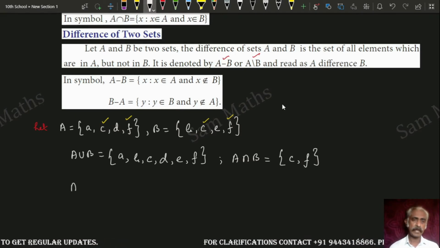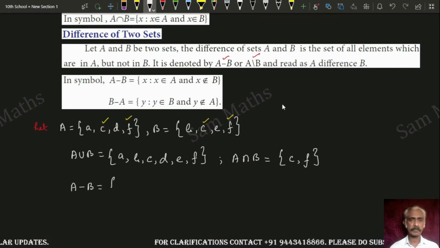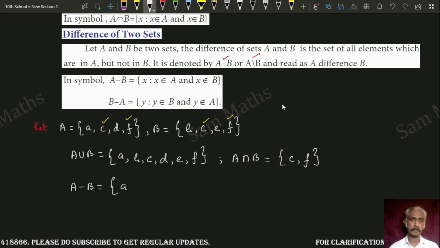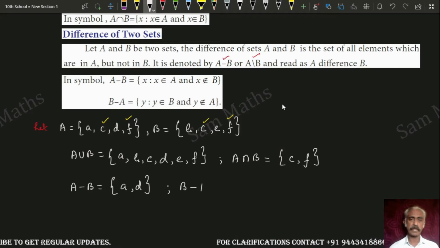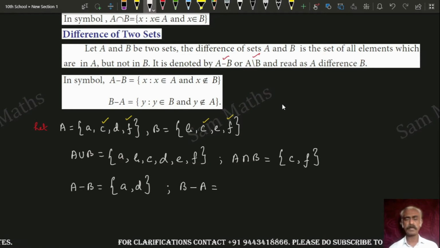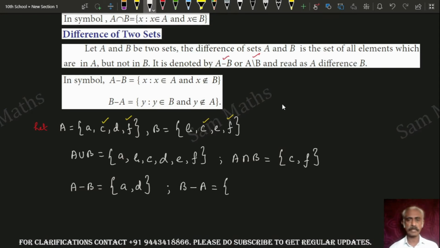Next is A difference B. A difference B. It's from A but not from B. Therefore, we have to take off the elements from A. Common elements from A. That is, except the common elements C and F, we have A and D. Like that, B difference A. The answer should be from B now. Just you have to remove the common elements. That is, C and F you have to remove from B. That is, except that, the rest of the elements is B comma E.